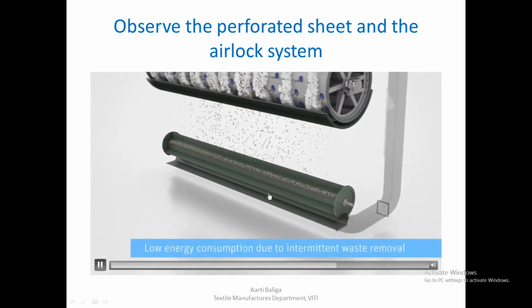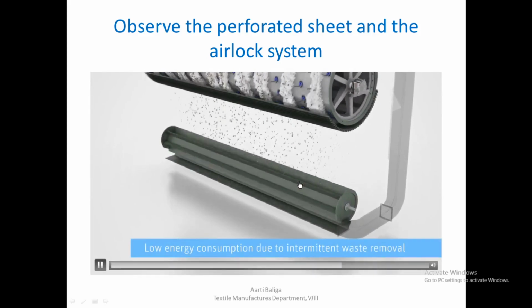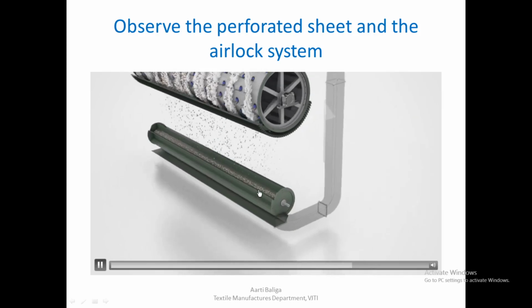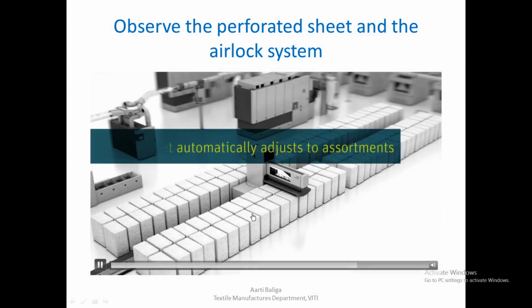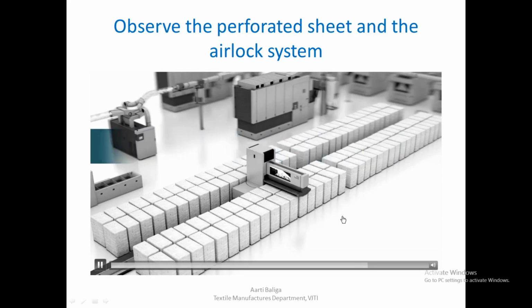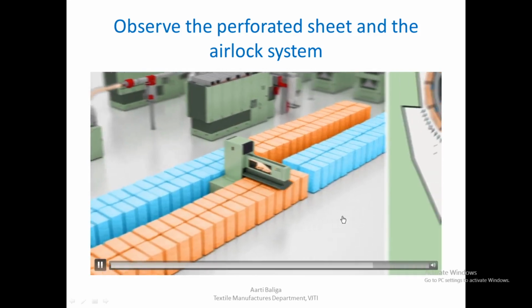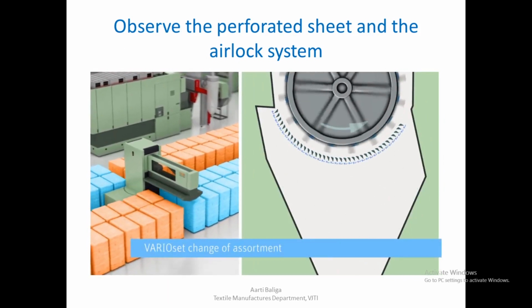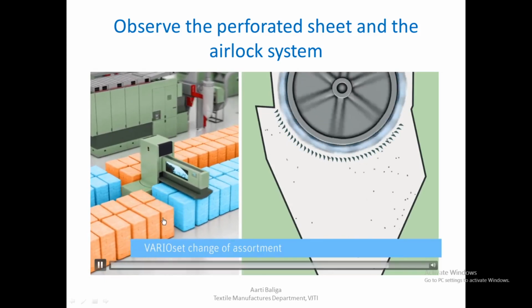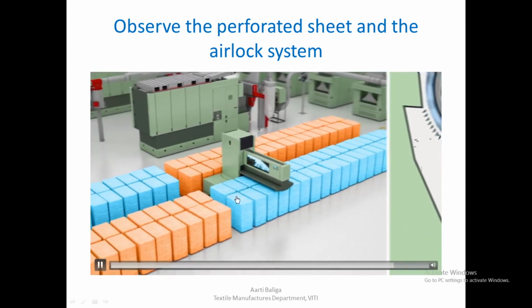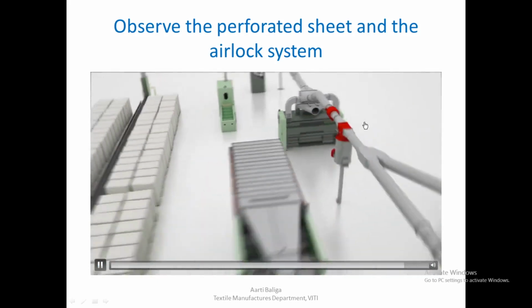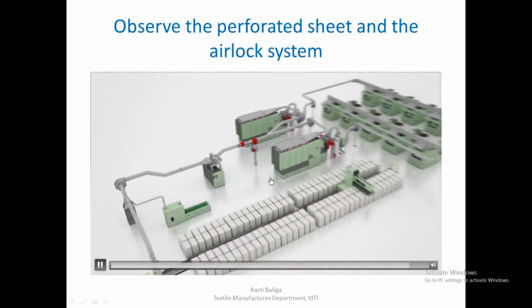One can see here this airlock system where the trash gets removed, and intermittently this trash is coming into this bottom chamber, and then it is sucked out. If there would have been a suction there, in that case it would have interfered with the cleaning, and the good fibers would have been lost. So again, we are seeing that with the change in the assortment or the type of bale, this machine is able to adapt itself and clean accordingly.